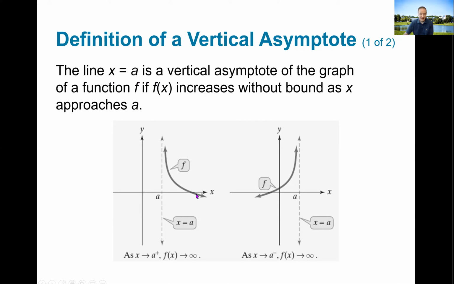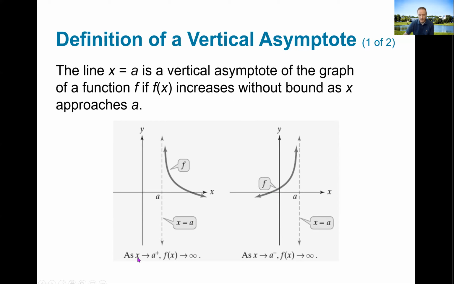All that means is that as x is getting closer and closer to some x value of a, the y value is going to get larger and larger and larger without bound, meaning it goes to infinity in this case. Now, does it matter whether you approach a from the right or from the left? No, in either scenario, the y values are going to increase without bound. Now, here's where that arrow notation comes in, and this is really calculus limit notation, but we're going ahead and presenting it to you in pre-calculus.